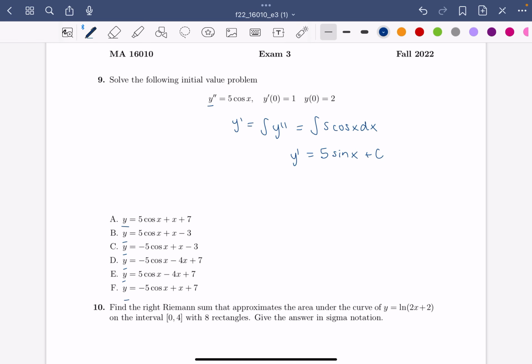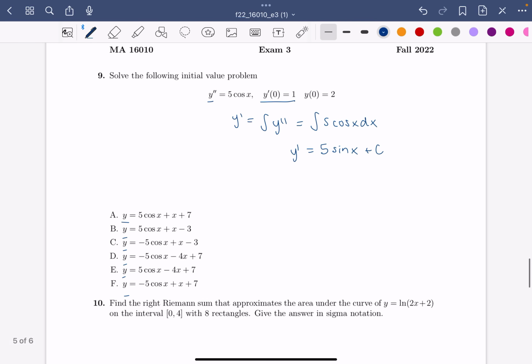So you might be asking, what is c? Well, we're given an initial value that helps us solve for this c. So if we plug in 1 for y prime and 0 for x, we should be able to find c. So 1 equals 5 sine of 0 plus c. Sine of 0 is 0, so that means c equals 1. So that means y prime equals 5 sine x plus 1.